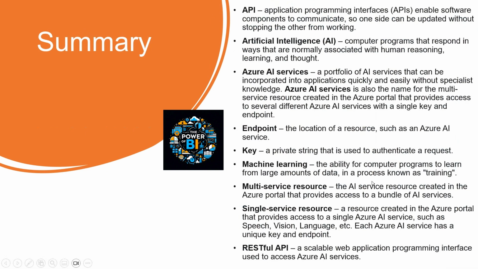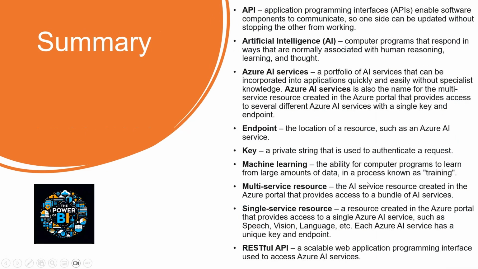And here are some of the things we can go through as a summary. APIs are application programming interfaces, Azure artificial intelligence, as well as how we can utilize the Azure AI services. We've also gone through the endpoint as well as the key, the multi-service resources as well as single service resources, and the REST API. Overall, Azure AI services are easy to use and available across the Azure platform. These capabilities include, as I mentioned before, language, speech, vision, decision, search, and Azure OpenAI as well.